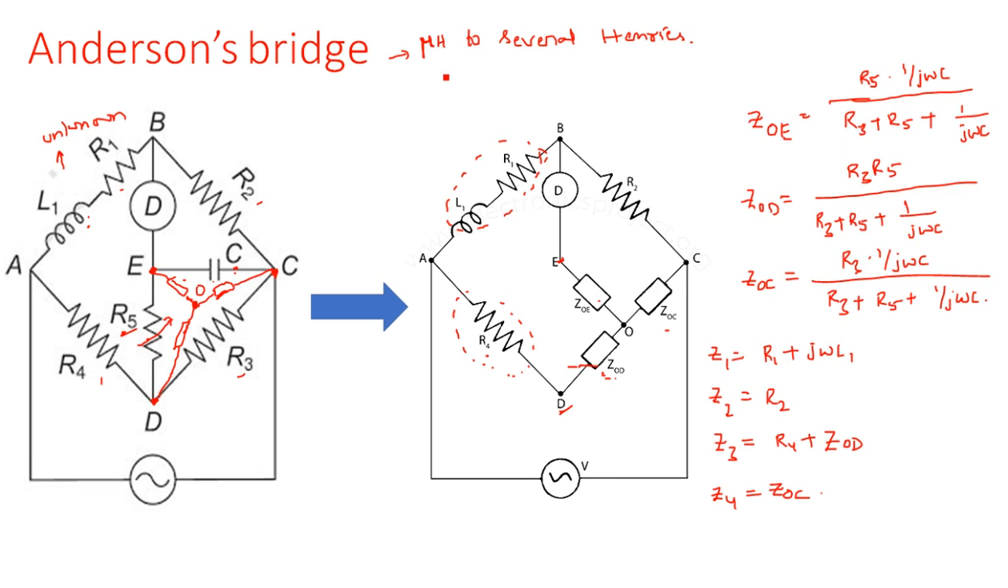You have to remember this point: this Anderson bridge measures unknown inductance ranging from micro henries to several henries. That means very small henry values to several henries. Okay, this is about Anderson's bridge.